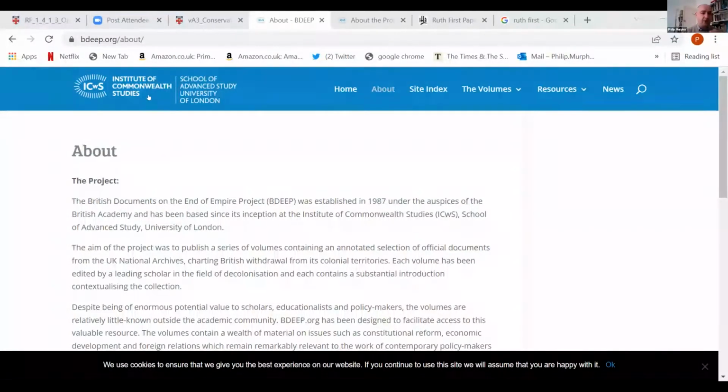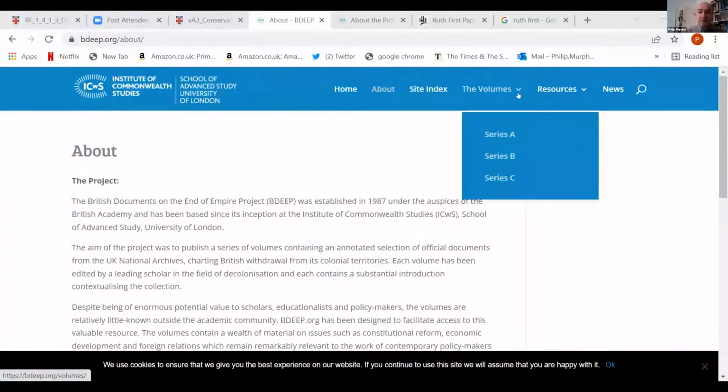This is the website, bdeep.org, and what we did a few years ago was simply to digitize what had been a series of hard copy volumes. I think we were worried that those volumes weren't being used as widely as they perhaps could have been, because they're a tremendous resource. And it was partly because the volumes were so expensive, running into the hundreds of pounds, and even university libraries could probably afford only one, and once those were missing, they were gone. So it seemed like a no-brainer to us to just digitize everything.